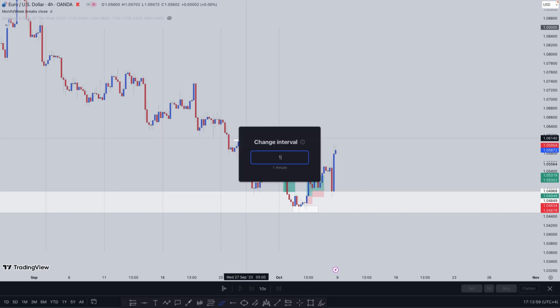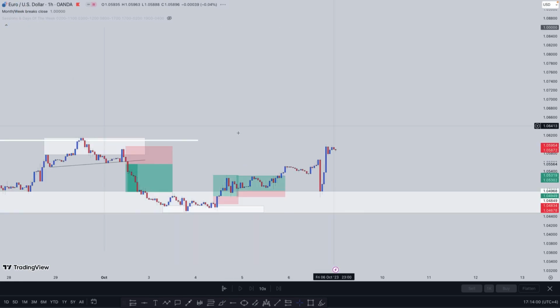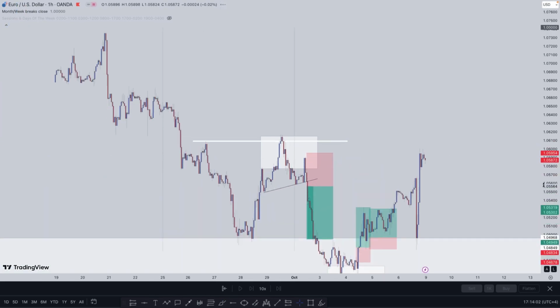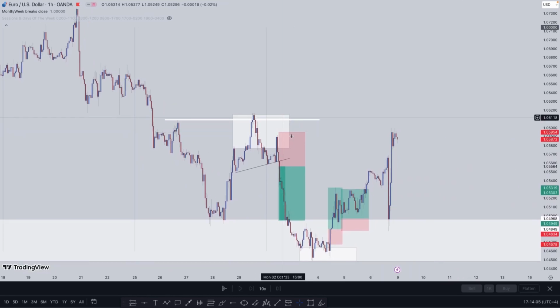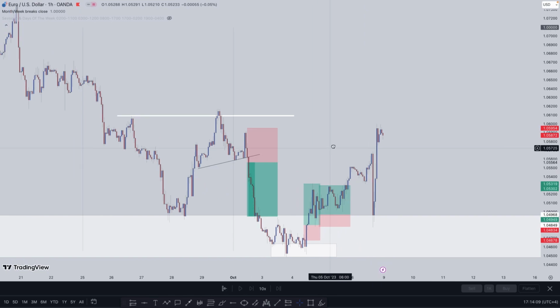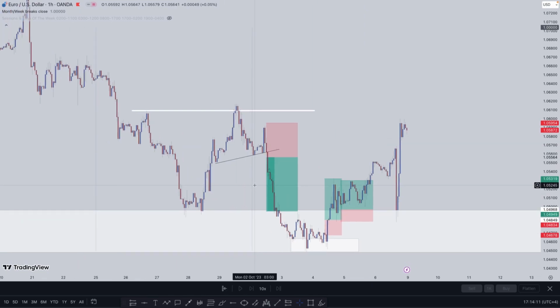So let me now go down to the lower time frame. Right here at the area of value, let me just delete everything so that I don't confuse you. Now at the area of value, I just want to see how price will react when we get there.